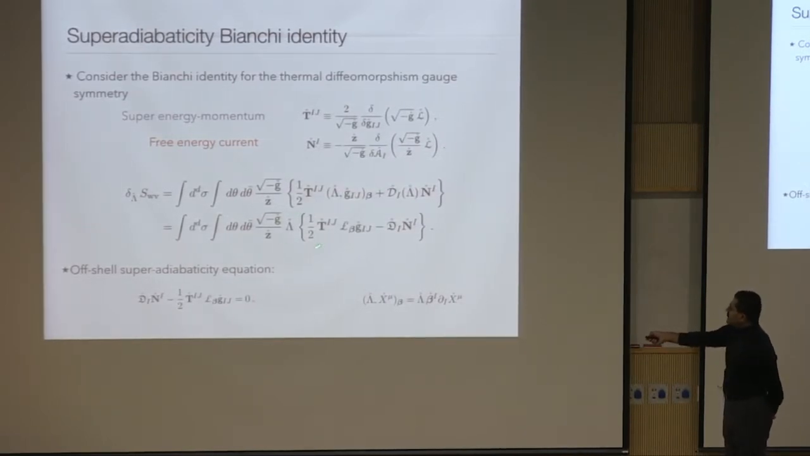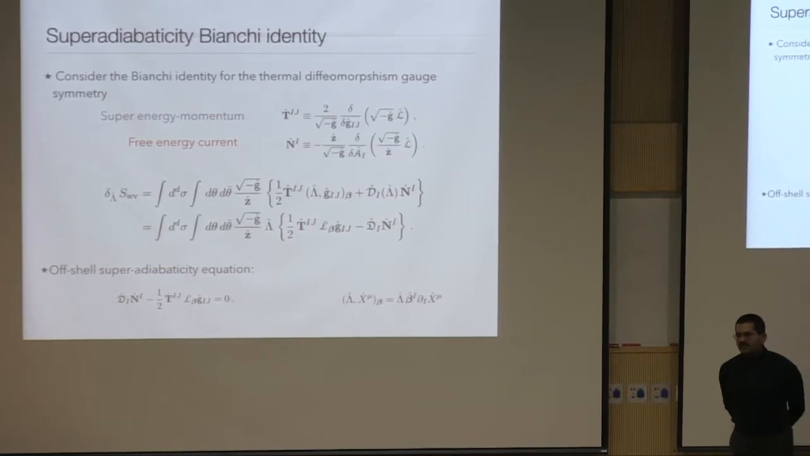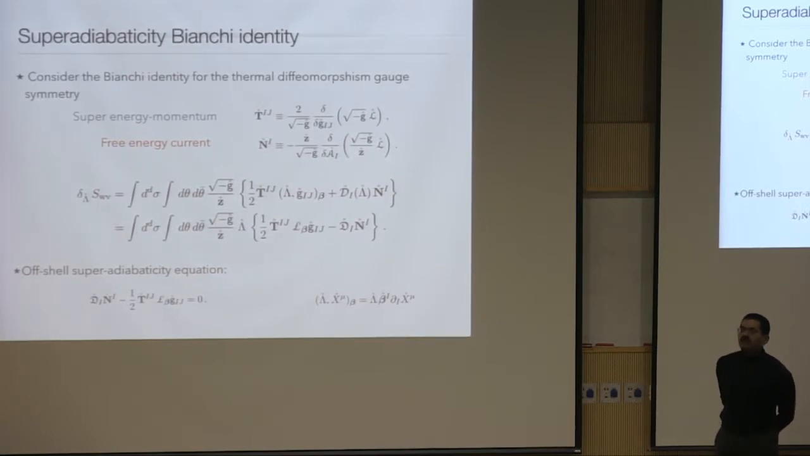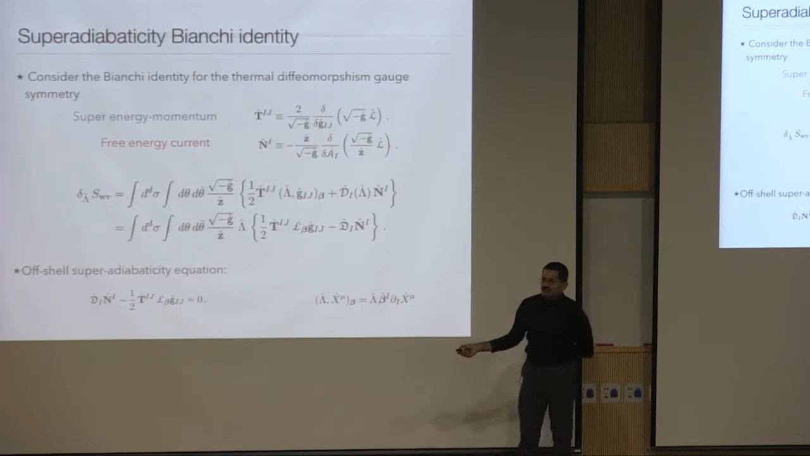And you realize that this arbitrary gauge parameter multiplies this quantity. Since the action was gauge invariant, this quantity has to vanish. So that's my Bianchi identity for the thermal diffeomorphism symmetry. Okay? You should recognize this, or at least it should ring some bells, and it'll be clear in the next slide.